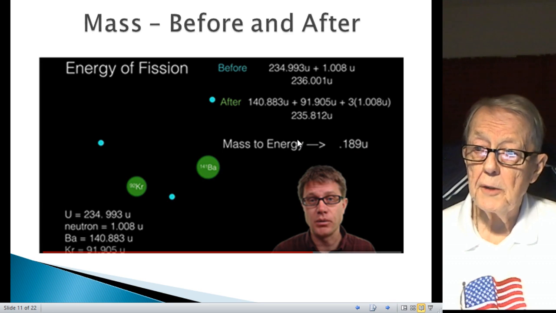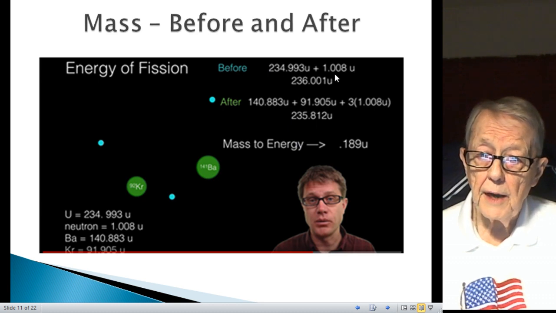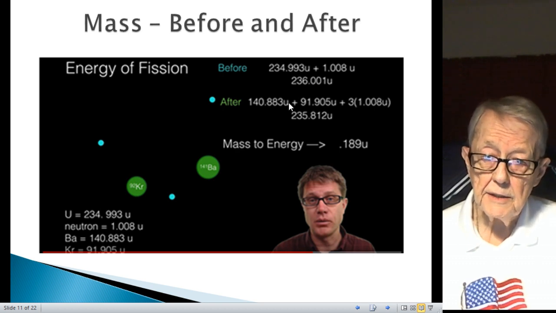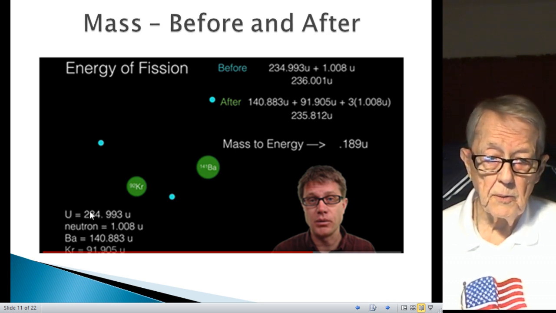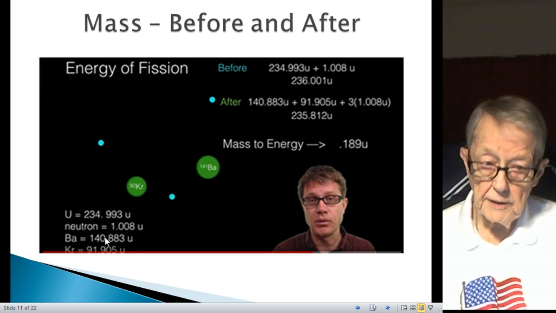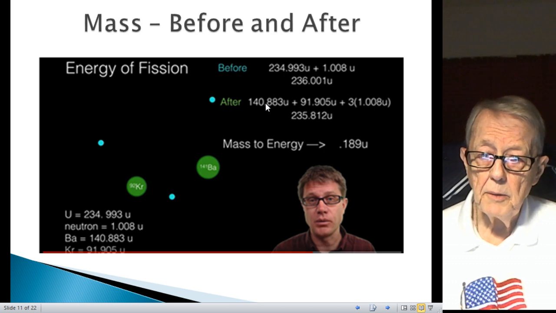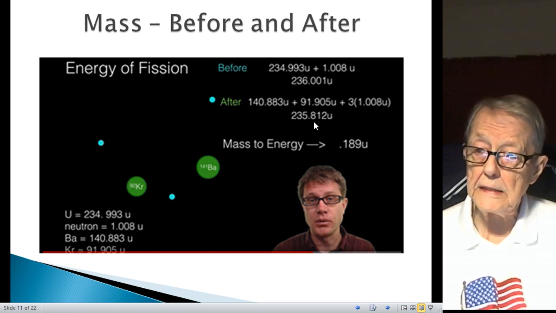Okay, so now we're going to look at the mass just like we did for carbon-12, but this time we're looking at the mass before the reaction and then after the reaction, and he adds up the pieces that are there. Before the reaction, you have U-235 and a neutron, and that adds up to 236.001, and he's using these numbers. These are the numbers we know are true for these elements. After the reaction, you have barium, krypton, and 3 neutrons. You add them together, you get this number, and we have another kind of difference.